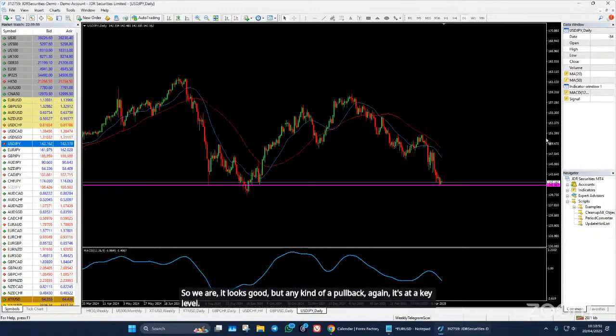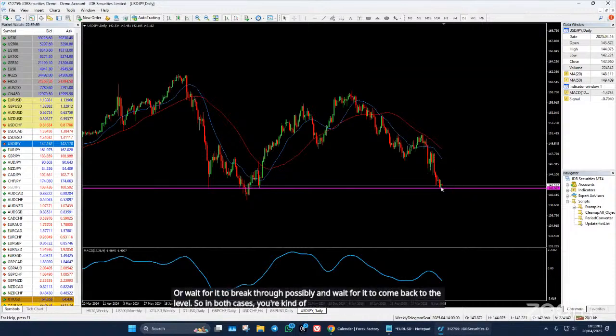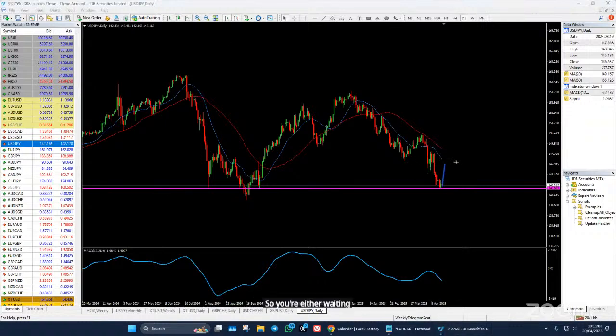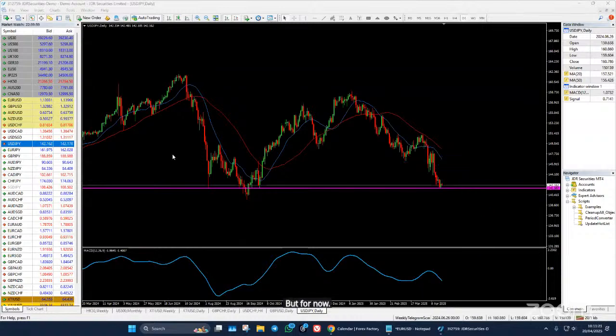So guys, when it's in a situation like this, you need to either wait for it to pull back, take the trade back to that key level, or wait for it to break through, possibly, and wait for it to come back to the level. So in both cases, you're waiting for a bit of a pullback, either a breakthrough and a pullback, or you're waiting for it to come back into here and then carry on down. So there could be a short-term trading opportunity here, or it breaks through and you wait for it to come back so that you can do that. Does that make sense, guys? But for now, the direction seems to be pretty clear as to which way it's going. Okay, let's look at crude oil.